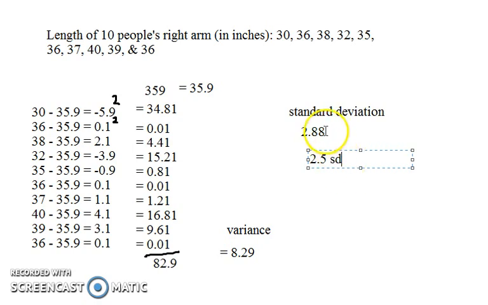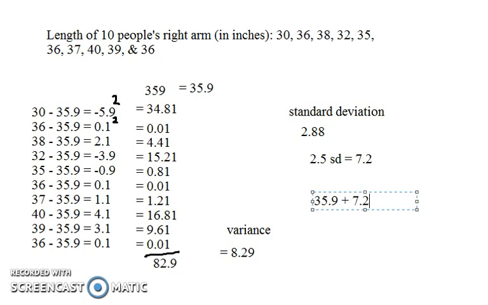So what that means is you take your standard deviation times 2.5, so 2.88 times 2.5, that gives you 7.2. 7.2 is your 2.5 standard deviations. Now your mean was 35.9. So what you're going to do with that is take 35.9, your mean, add 7.2. And you get 43.1. So anything over 43.1 is an outlier.